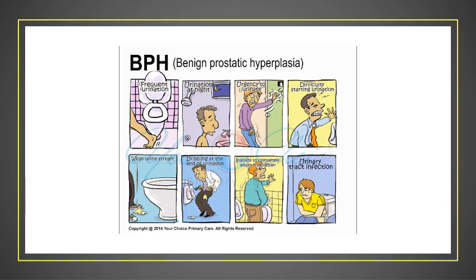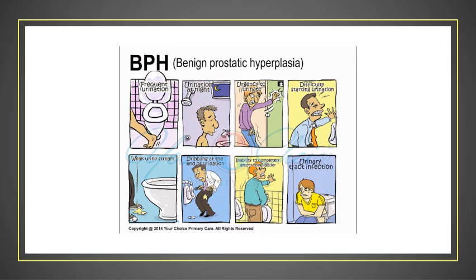Right, benign prostate hyperplasia, better known as an enlarged prostate. The list of the most common signs and symptoms are there. I do want to specifically talk about the urinary tract infection. Now, the reason a patient would have a urinary tract infection is because of the backflow of urine that can't get out. So urinary tract infection is a sign of a prostate issue if they're constantly getting them.